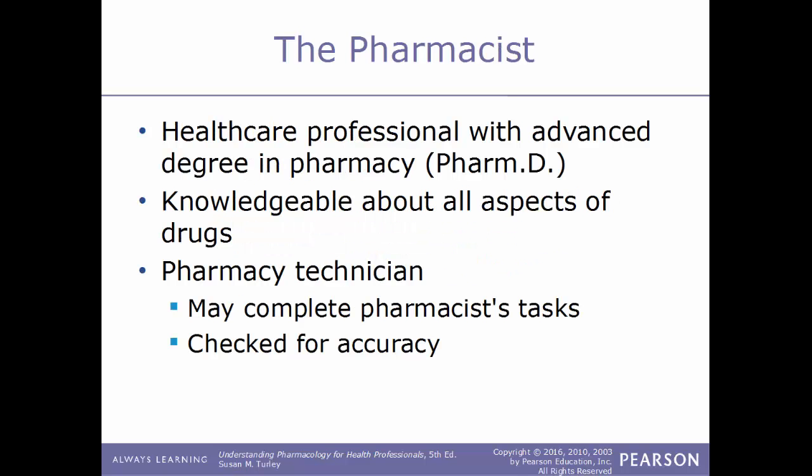All right, now we'll talk about the pharmacist. This is a healthcare professional with an advanced degree in pharmacy, and that degree is the PharmD. They will be very knowledgeable about all aspects of drugs. They usually have support staff that works with them, the pharmacy technician, and these may complete a pharmacist's task, and they also will check for accuracy.